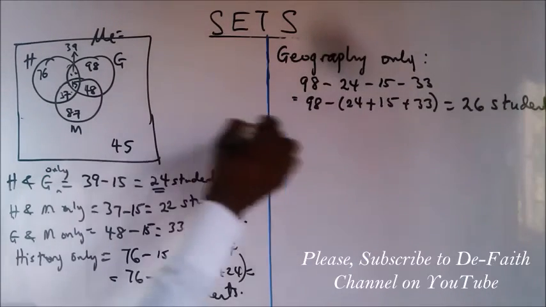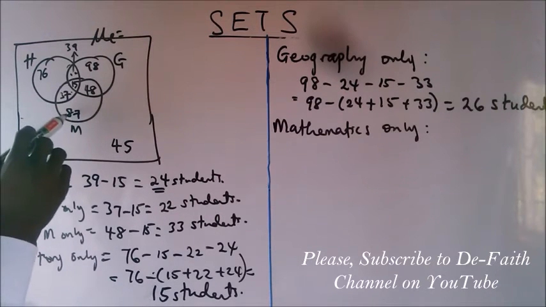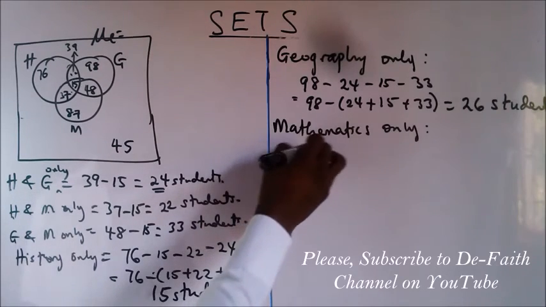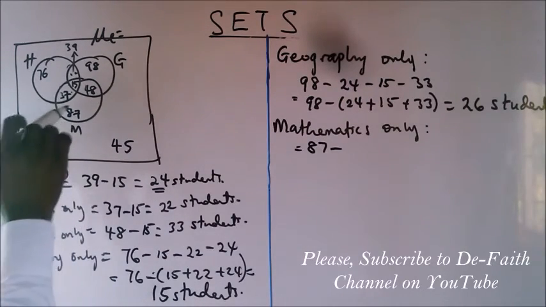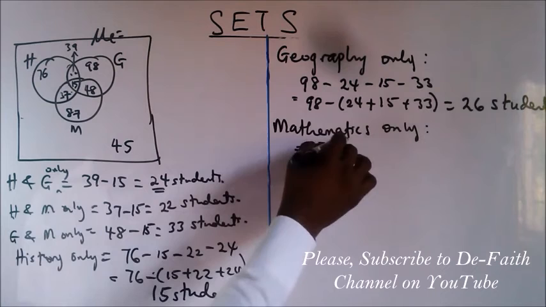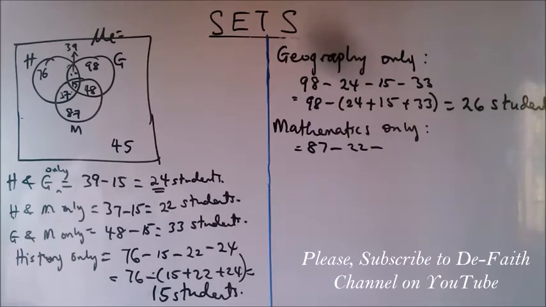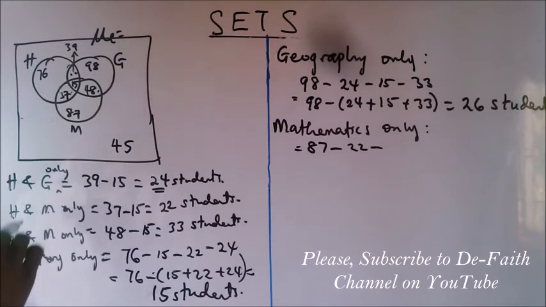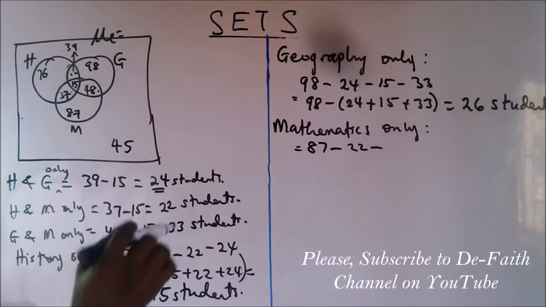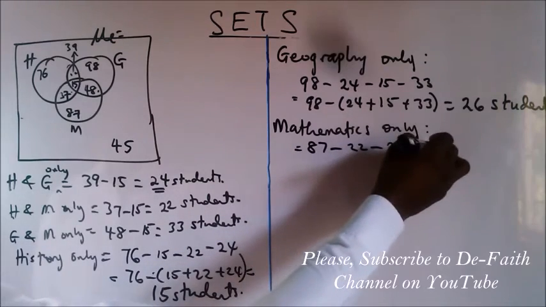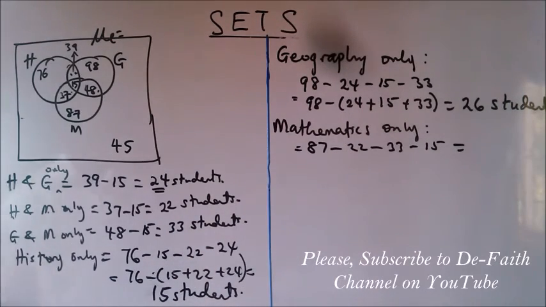We will determine those that love mathematics only. For mathematics, those that love mathematics as a subject, we have 87 of them. But those that love mathematics only will be mathematics minus those that love history and mathematics only, which is 22, minus those that love geography and mathematics only, we have 33, minus those that love the 3 subjects, 15. And so when we find this out, we would have 17 students.